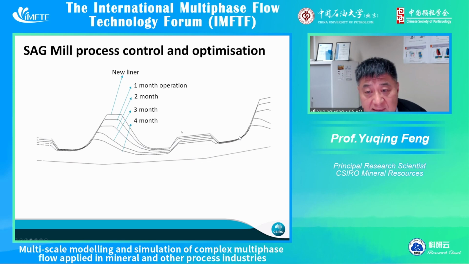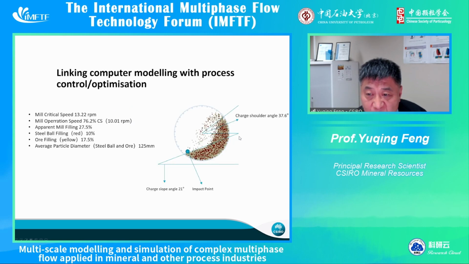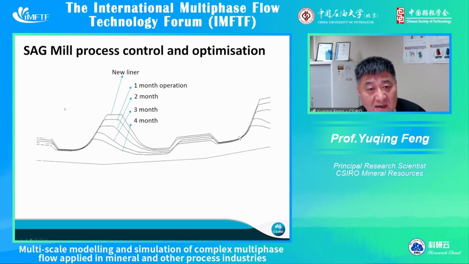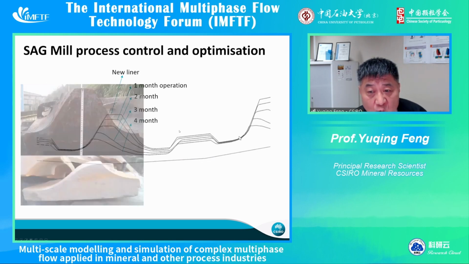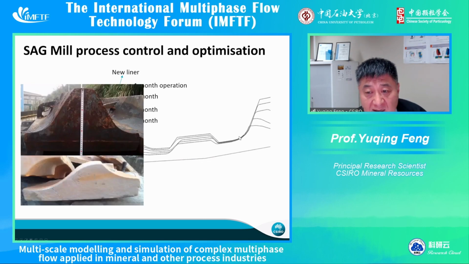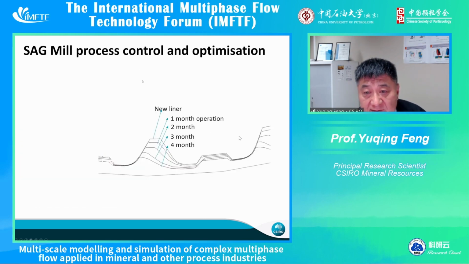So how to keep this model always in a reasonable flow pattern is difficult. So we need to link them together with the industry, such as this picture of the original liner and the different stages of wear. That's very different. So we linked our model. We use a hybrid model to model different stages of the wear.